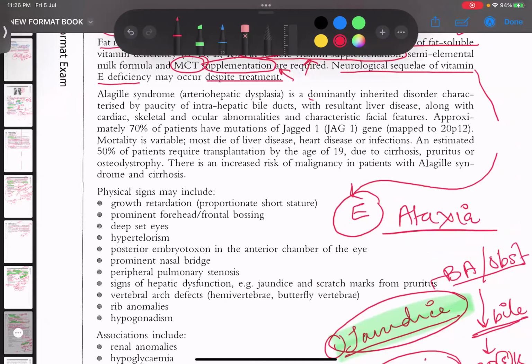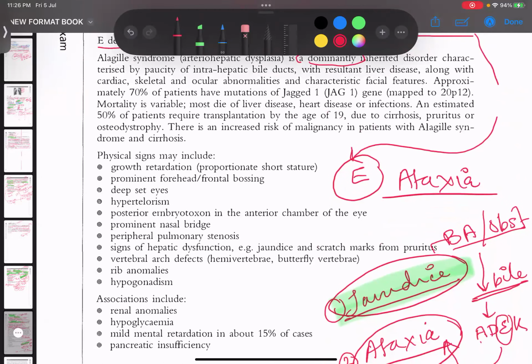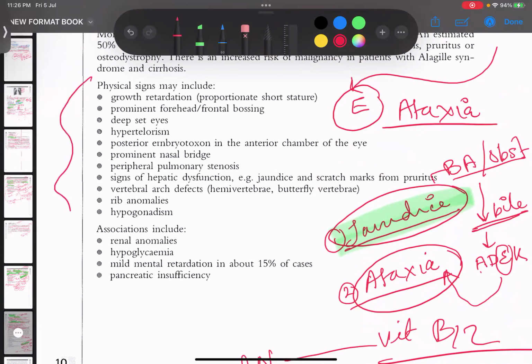Alagille syndrome is dominantly inherited, so it is autosomal dominant. These are the signs of Alagille, very beautifully written. See, growth retardation. So the child will come to us with a proportionate short stature, prominent forehead, frontal bossing, deep set eyes, hypertelorism. This is the one I was telling you, that in the other book there was hypertelorism. The picture was given, I think, in the illustrated textbook.